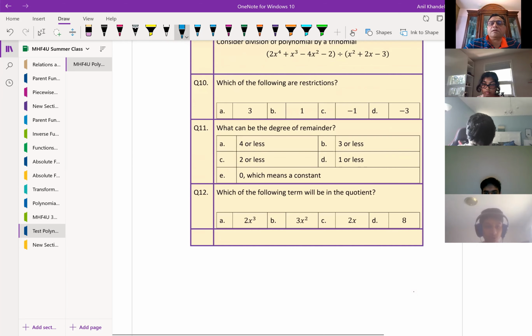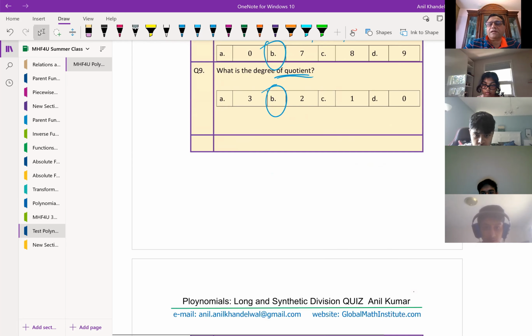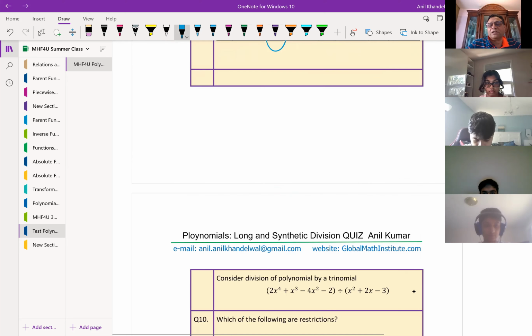Sir, the degree of the quotient will always be one lower than that of the... Okay, let's be very clear about it. It depends on the divisor, correct? So we use the rules, right? x to the power of m over x to the power of n, the degree will be m minus n. Okay, got it. In this case, it was 1, so 1 lower. Is that clear?